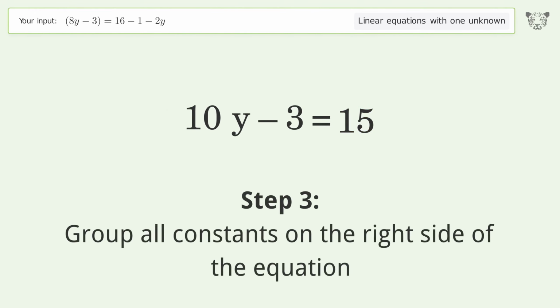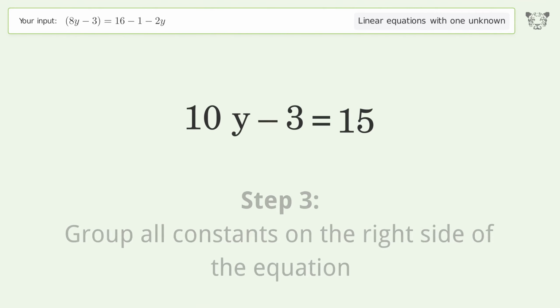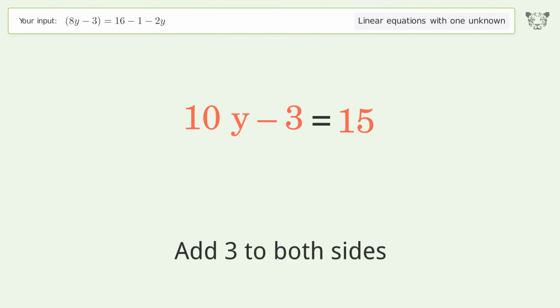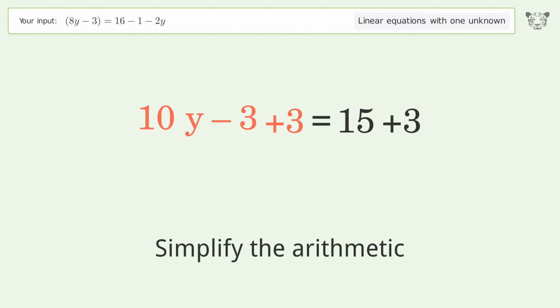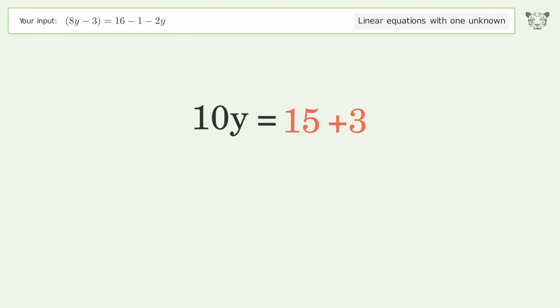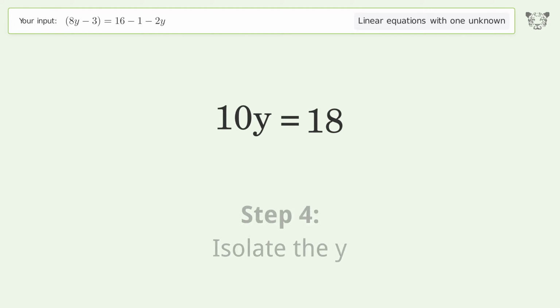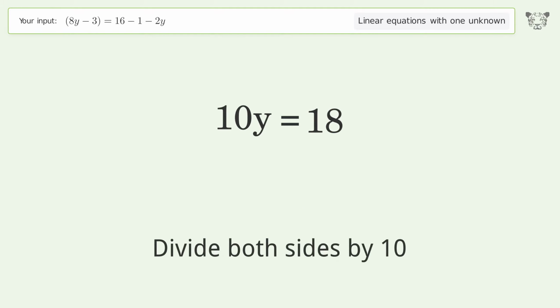Group all constants on the right side of the equation. Add 3 to both sides. Simplify the arithmetic. Isolate the y. Divide both sides by 10.